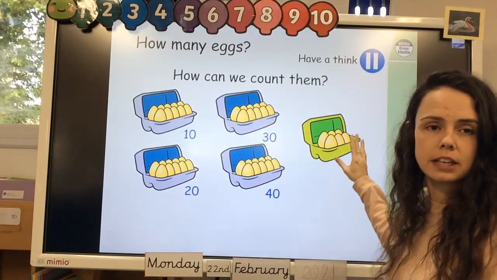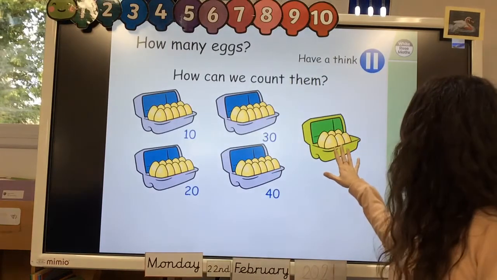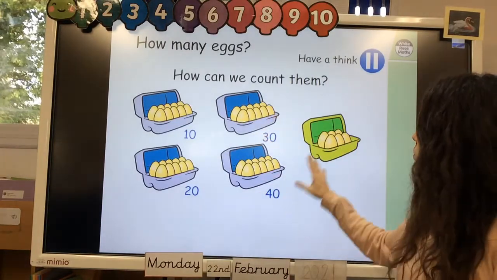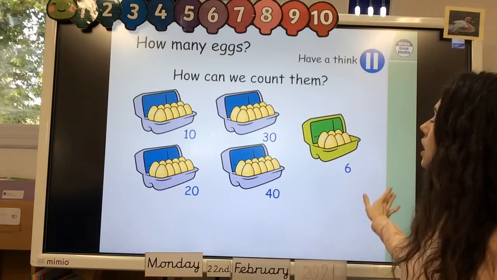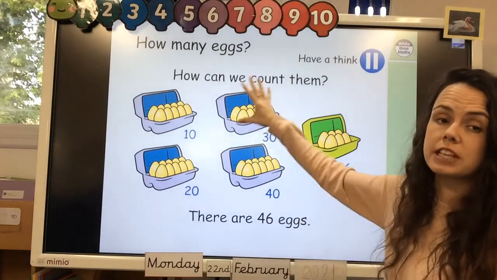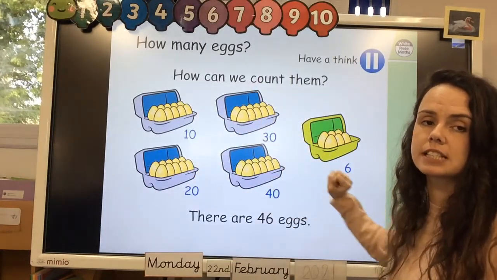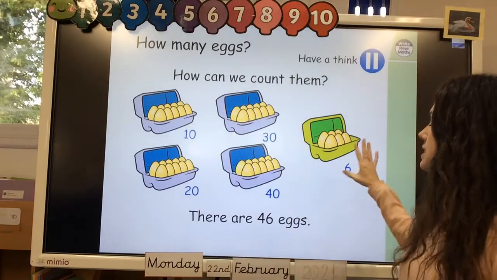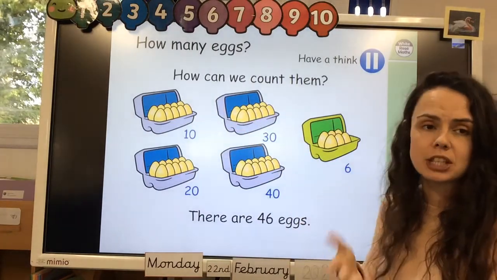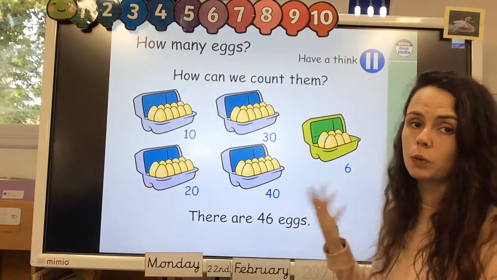And then how many eggs are here? 6. So 10, 20, 30, 40, and then 6, which makes 46, because we've got these 40 and then add on this 6. There are 46 eggs. Did you get 46? Well done if you did.